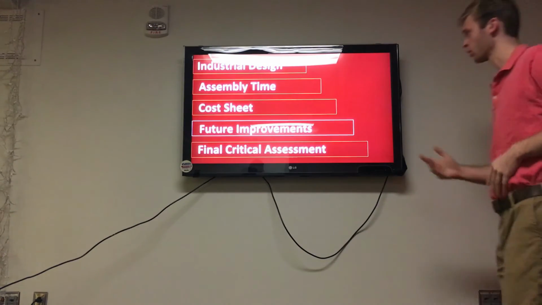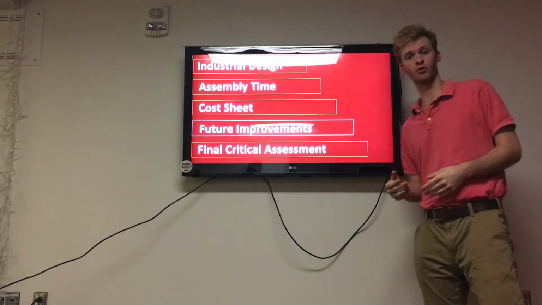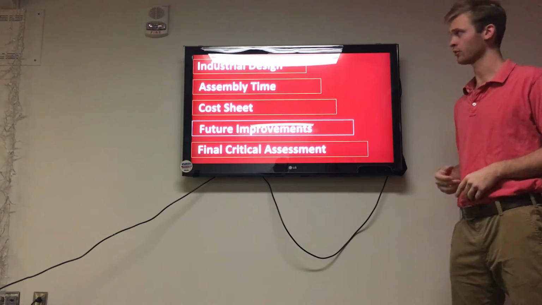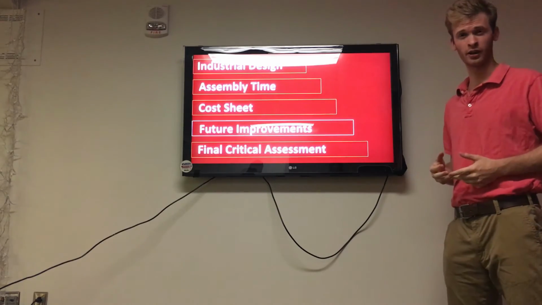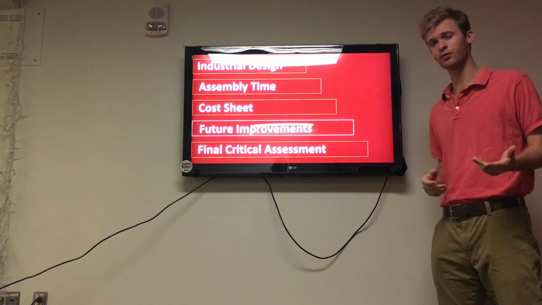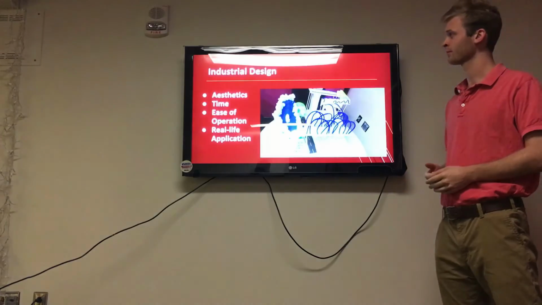Now we'll take a look at some of the later stages of our Rube Goldberg design process, such as the industrial design of the project, the assembly time, the cost analysis, and some things we would do differently if we were to do this again.